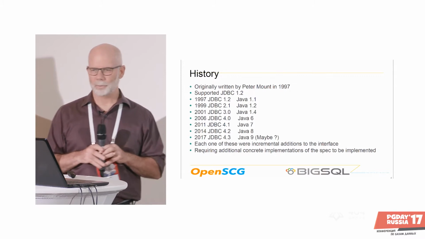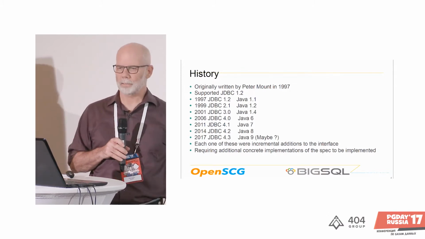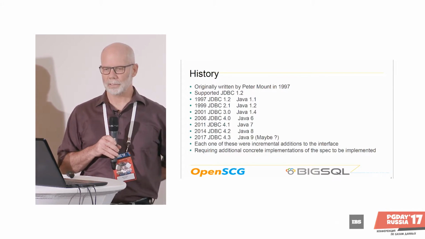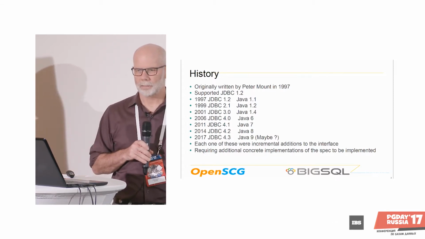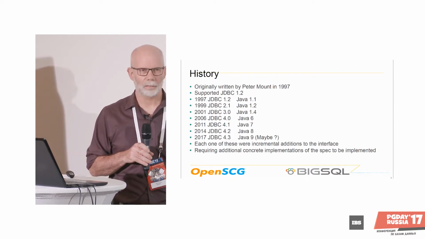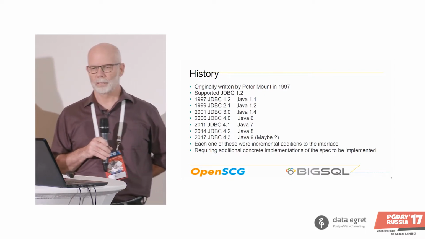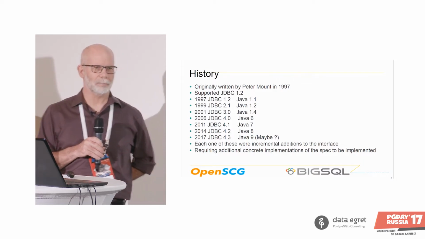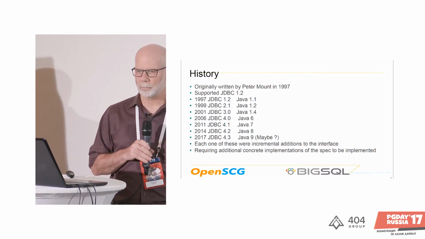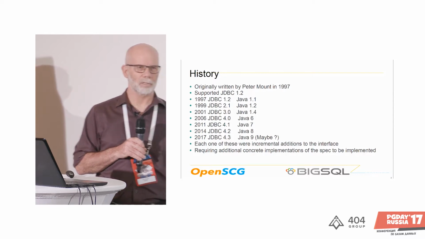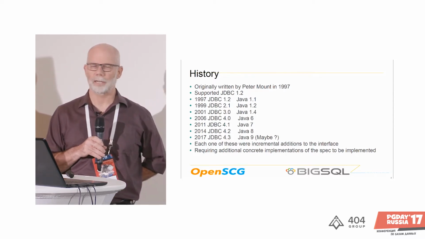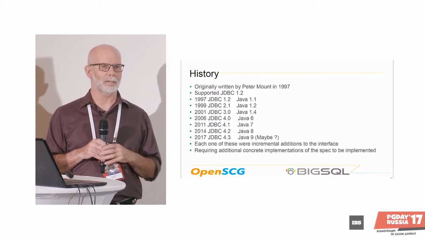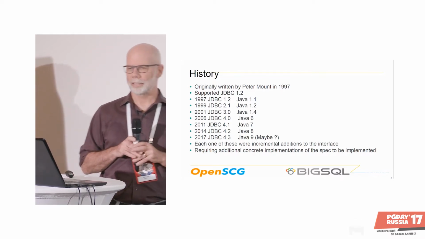So originally it was written in 1997 for JDBC 1.2 by a guy named Peter Mount. It was very simple at that point. And then, as you can see, through the years, it's added features for Java 1.1 through Java 9. The most interesting thing about this is that during all these times, at any given point, we support 3 versions of the JDK, which makes things a little difficult for writing code and releasing code.